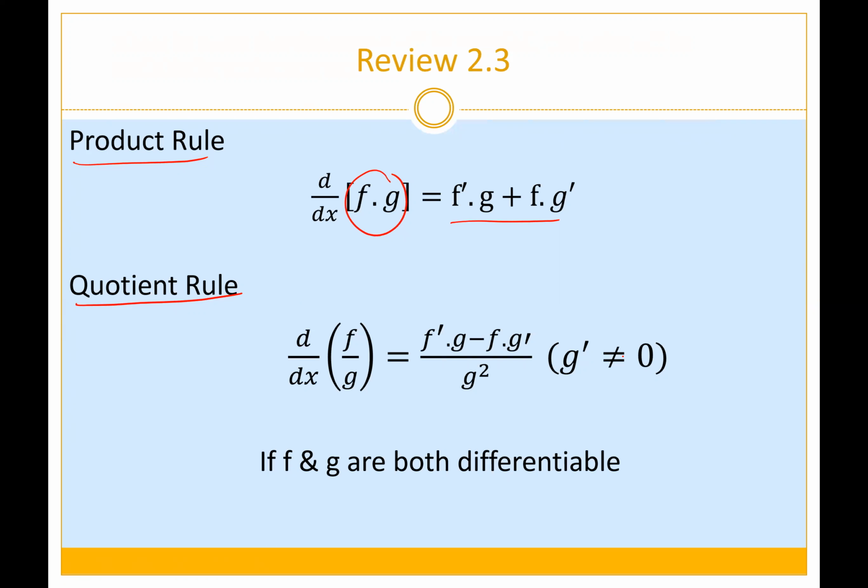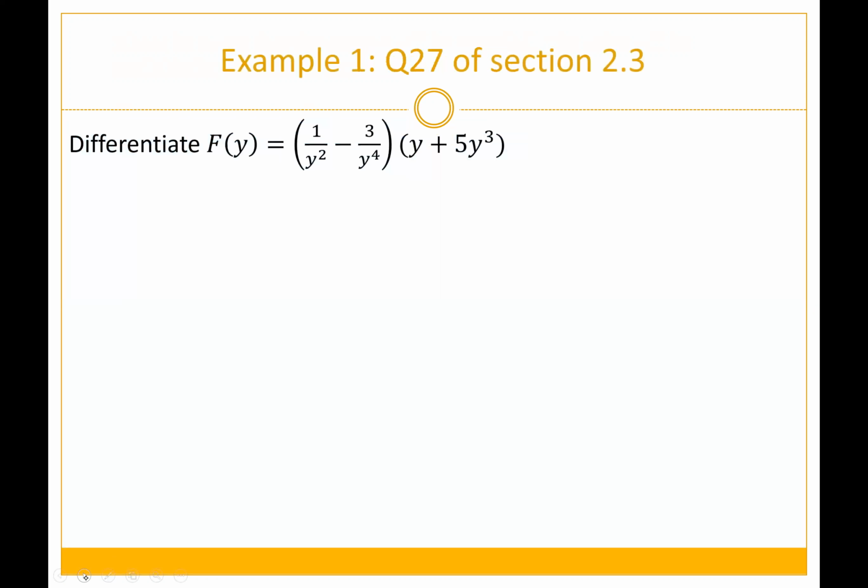This is the formula, and the condition for that is g prime is different from 0, or we can put g different from 0, and both of them are differentiable. And so that's what we have for the materials. Let's do the example.